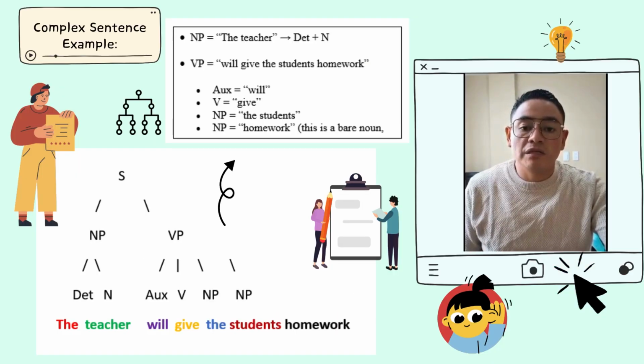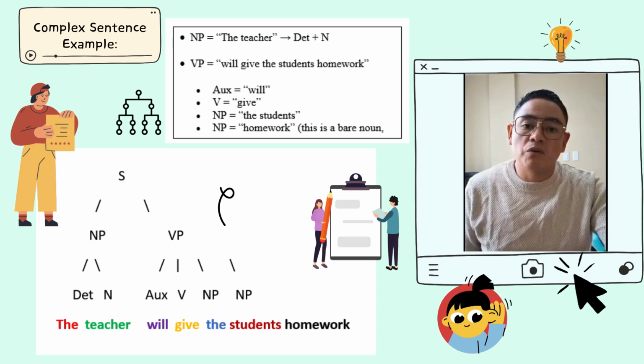Sentence 2. "The teacher will give the students homework." Noun phrase: "the teacher", determiner plus noun. Verb phrase: "will give the students homework". Auxiliary "will", verb "give". The teacher will give the students homework.